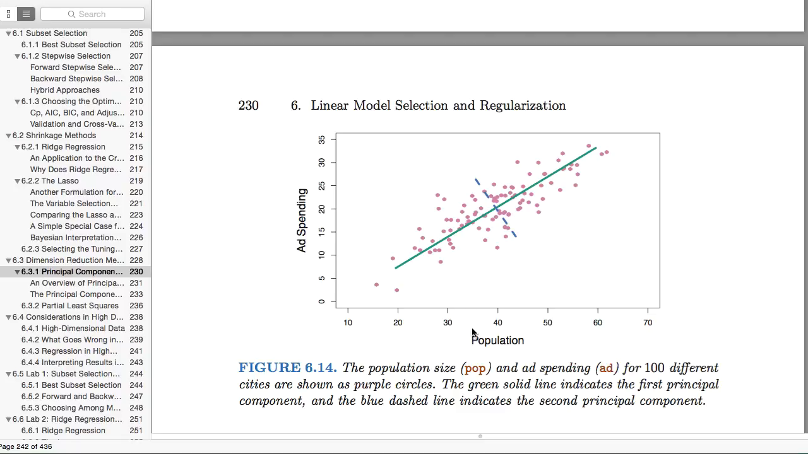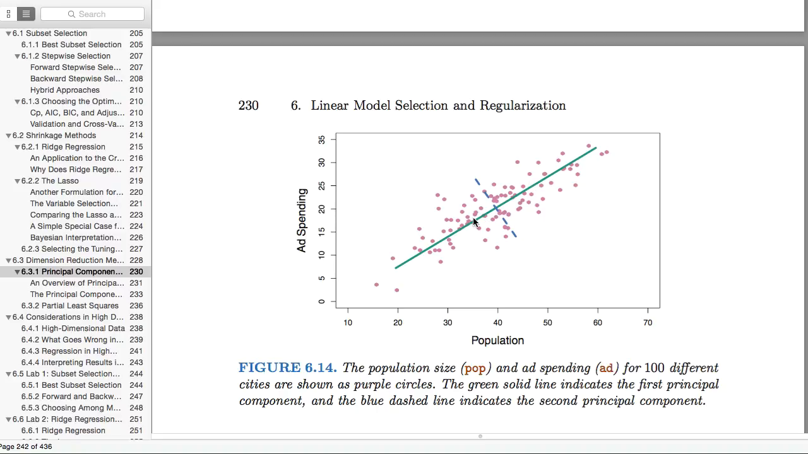So we have here population and ad spending, and we see we have this cloud of points, and superimposed on it are a couple of lines. This is not the least squares line, by the way. It's a few degrees off of the least squares line. My cursor is sort of going where the least squares line is. Well, I'm exaggerating a little bit. It's just a few degrees off. It's like that, and then that. So this is similar. This is actually the first principal component.